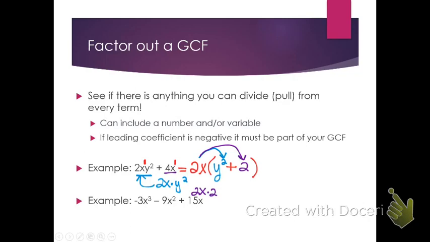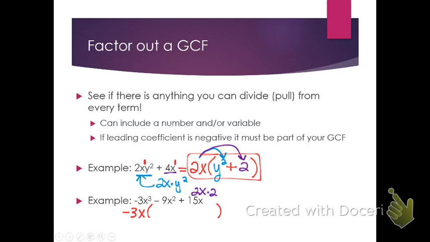For the second question, we've got 3 terms, but there's really not much different other than that. So first we're going to look at -3, -9, and 15. Because the first term is negative, I'll be factoring out a negative, and 3, 9, and 15, they're all divisible by 3. So I'm going to be taking out a -3. Then I look at the x's. The first term has 3 powers of x. The second one has a second power of x. The third one has a first power of x. They all have at least 1 power of x. I'm going to take out 1 power of x.